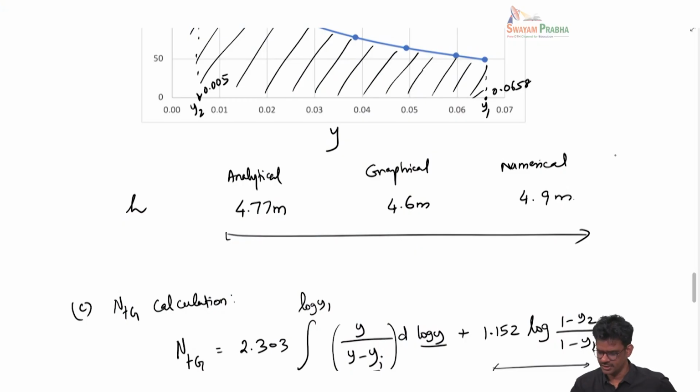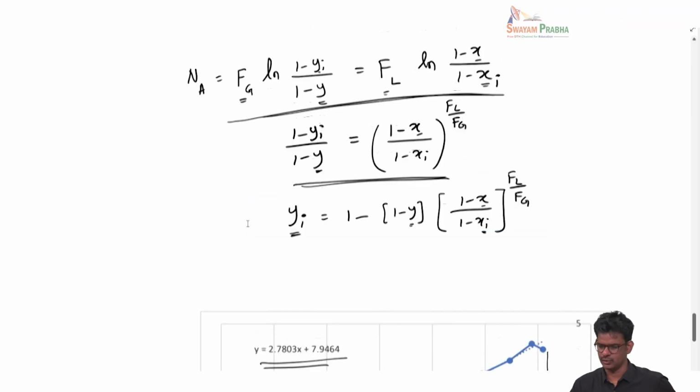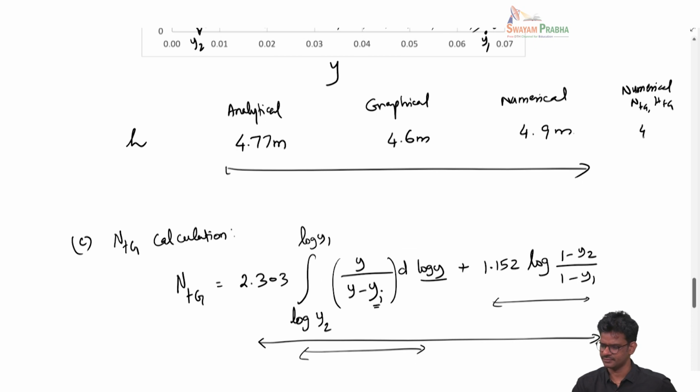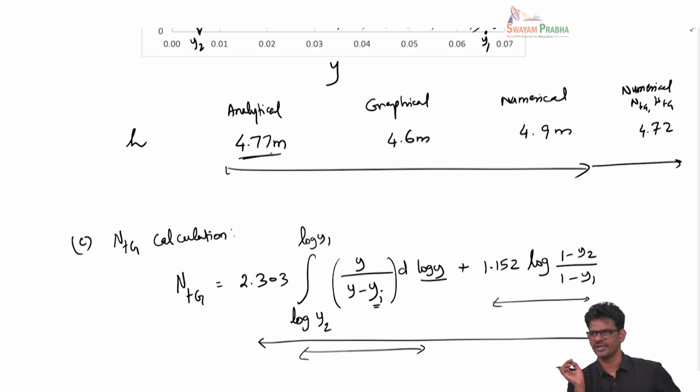So this is based on numerical NTG, HTG. You get about 4.72. So you can see that these values are not very different. In this case, the analytical result is also very close to the numerical and graphical because the equilibrium line and operating line are almost a straight line. But in the other problem I have given as an exercise, you will see the equilibrium line is quite curved. Okay, so there you will see a lot of difference between the analytical result and the graphical or numerical result. Okay, so this is specifically designed in such a way that all these results will be almost the same.